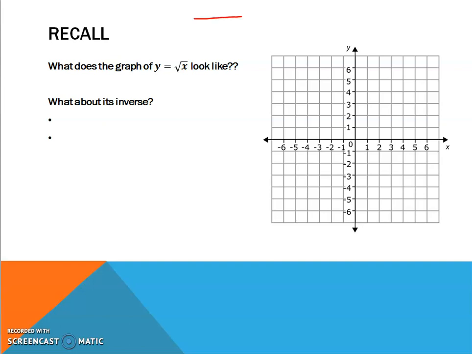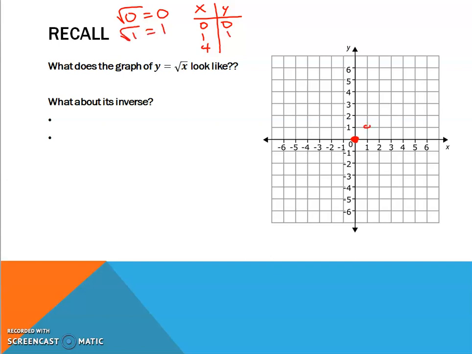look like? Well, if we remember, y equals the square root of x. We only look at 3 points for this one. If x is 0, what is the square root of 0? Well, it would just be 0. So we have the point 0, 0 here. If we have x equaling 1, what is the square root of 1 here?